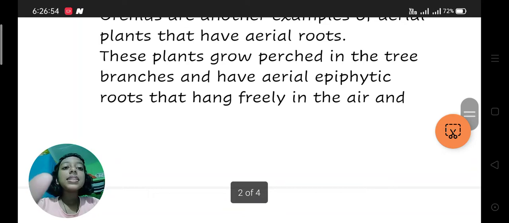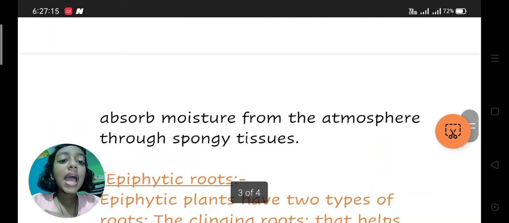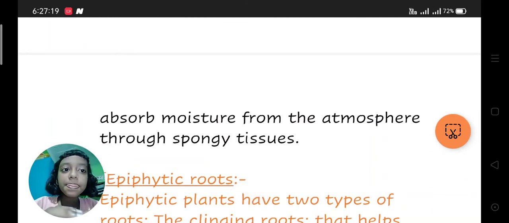So these plants grow like they are seated on the tree branches. Aerial epiphytic roots hang freely in the air, and they absorb moisture from the atmosphere through spongy tissues. Clear now?